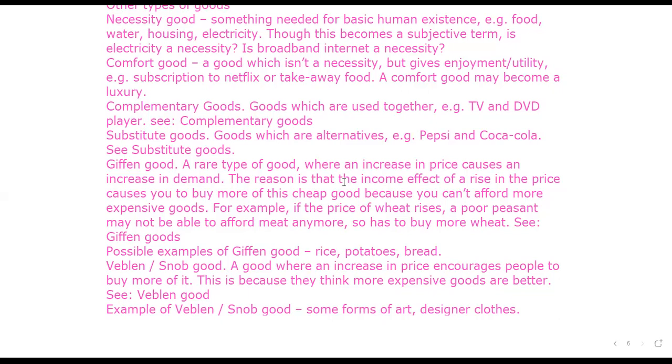Veblen goods are also called snob goods. It's a good where the increase in the price attracts people to buy more of it. They think that if they buy it, they are better than the others, the only ones. Call it bling in the colloquial. For instance, some designer clothes, some forms of art, some paintings designed by a particular individual. We also talked about public goods and merit goods.